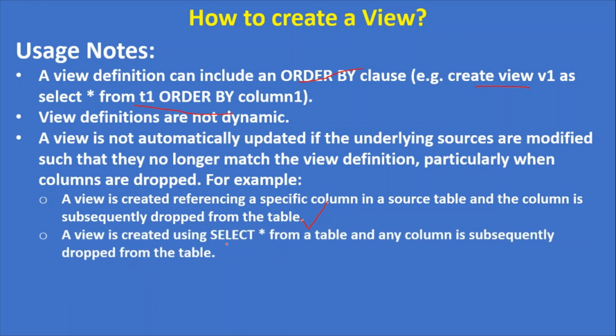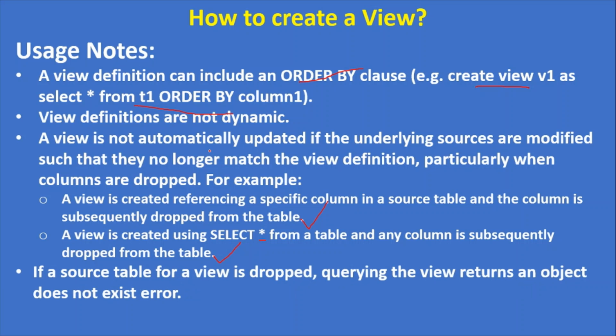A view is created using select star from table, and any column is subsequently dropped from the table. So this is also one case: instead of specifying all the columns while creating the view, you can also use select star from. In that case also, if you drop one of the columns from that table, your view is going to become invalid. And another case, if you see, this is the usage note.